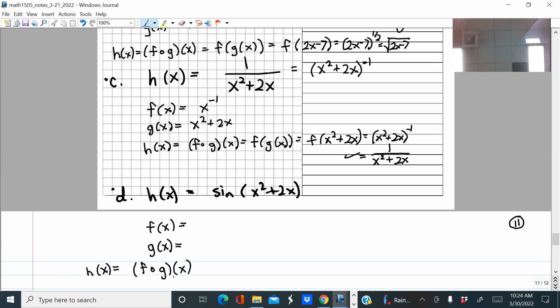So just experiment there on your paper, okay? Just write down a couple of choices there for f and g, and then just compose them. Just compose them and see what you get. And if you get the original function, then that's it. You've done it, okay? So try this, and I'm going to walk around and watch you there and see what you get, okay?